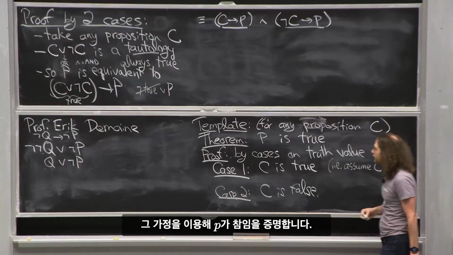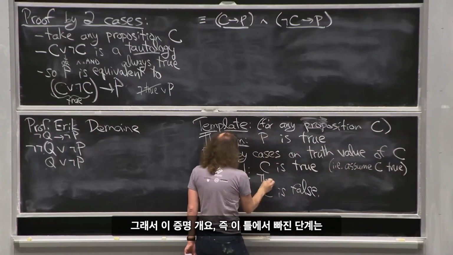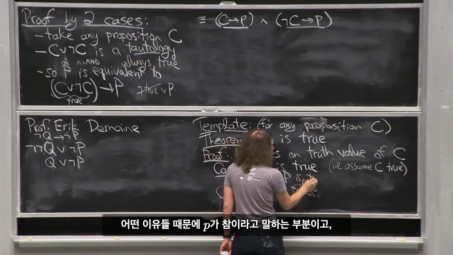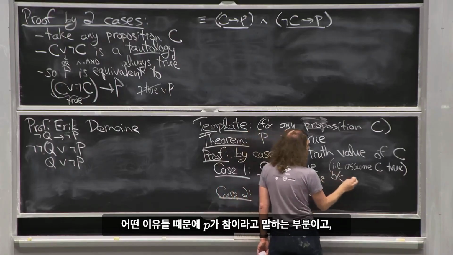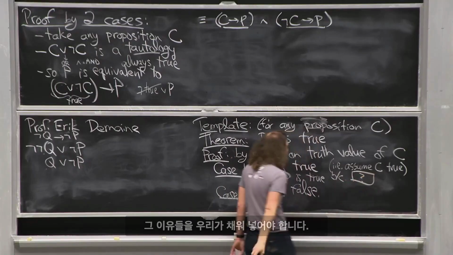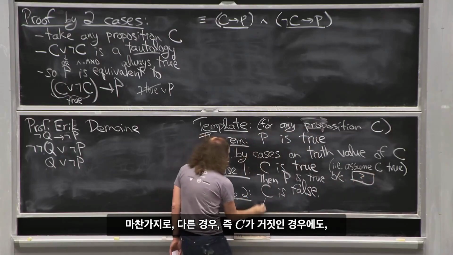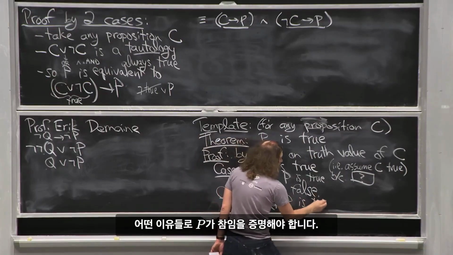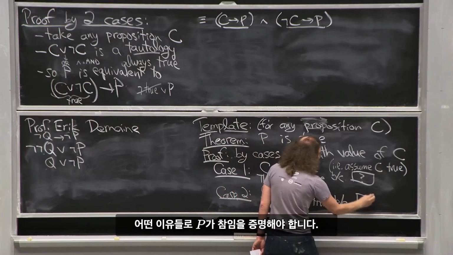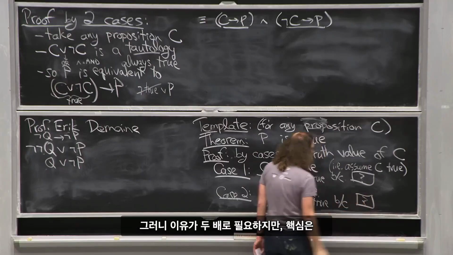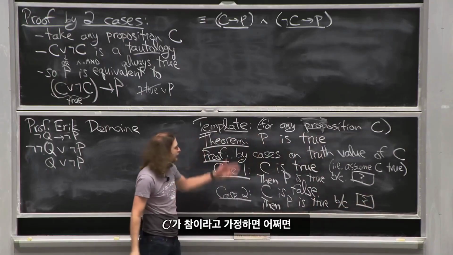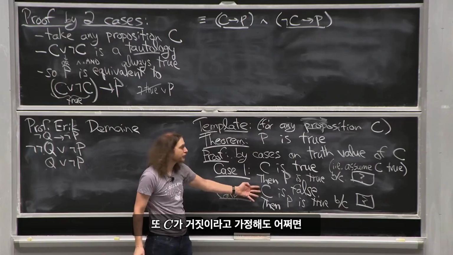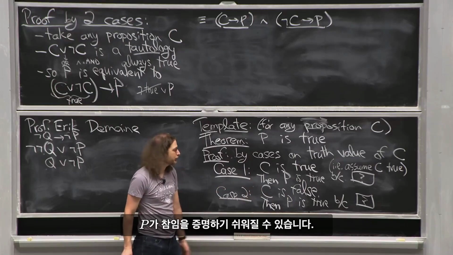And then use that to prove that P is true. And so the missing step in this proof outline or template is we need to say P is true because some reasons, which we need to fill in. And similarly, in the C is false case, we need to prove P is true for some reasons. Okay, so we need twice as many reasons, but the idea is that maybe assuming C is true makes it easier to prove P is true. Maybe also assuming C is false makes it easier to prove that P is true.